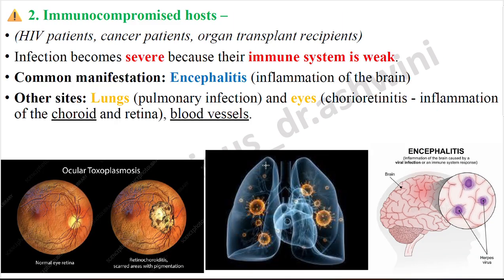Next is immunocompromised host, that is HIV patients, cancer patients or organ transplant recipients. Infection becomes severe because their immune system is weak. Common manifestations: encephalitis, that is inflammation of the brain. Other sites: lungs, that is pulmonary infection, and eyes: chorioretinitis, that is inflammation of the choroid and retina. Choroid is the layer of blood vessels.